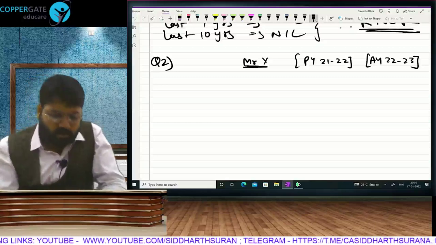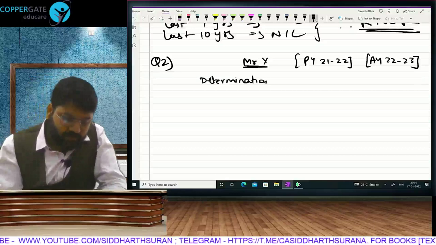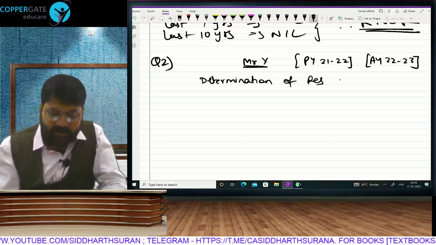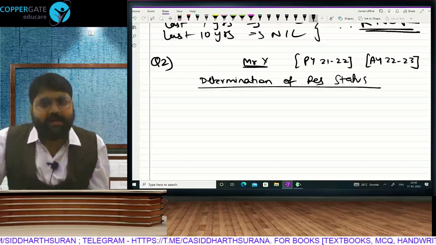Correct? And also the heading. What are you going to write as heading? Determination of residential status. It is only about presentation. If you write properly like this, you score better than other people.